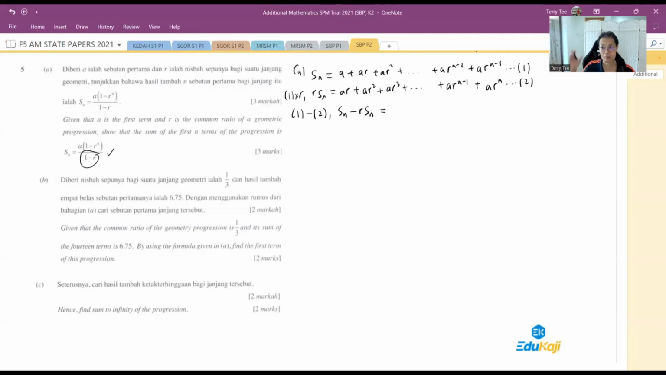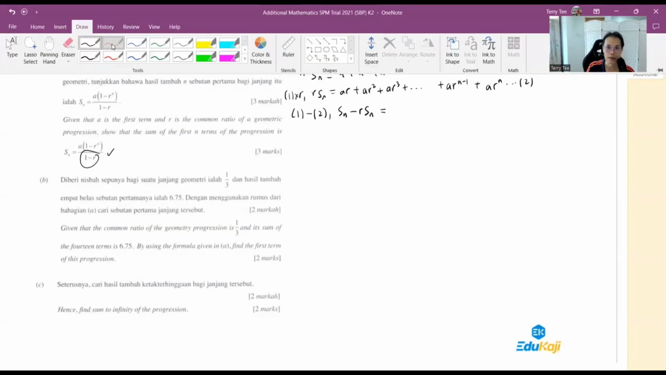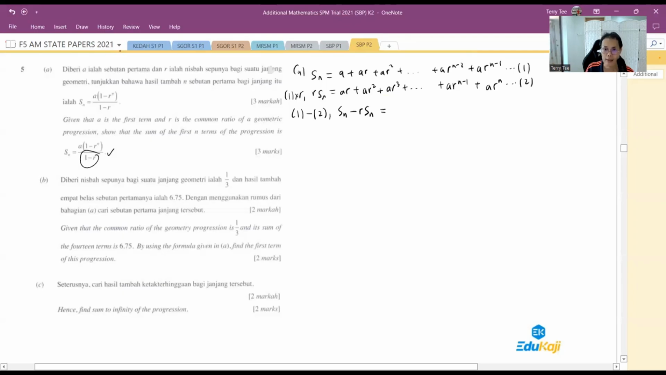Now here's the magical part. When you subtract, what happened? This A has nothing to subtract, but AR will cancel with this AR. This AR squared will cancel with this AR squared. The next term, AR cubed, is going to cancel with this one, right? And the second last term of the first equation, AR^(n-1), will cancel with the term here, the second last term for the second equation. Now what is left is the first term of the first equation and the last term from the second equation. So we are left with A minus AR power n.